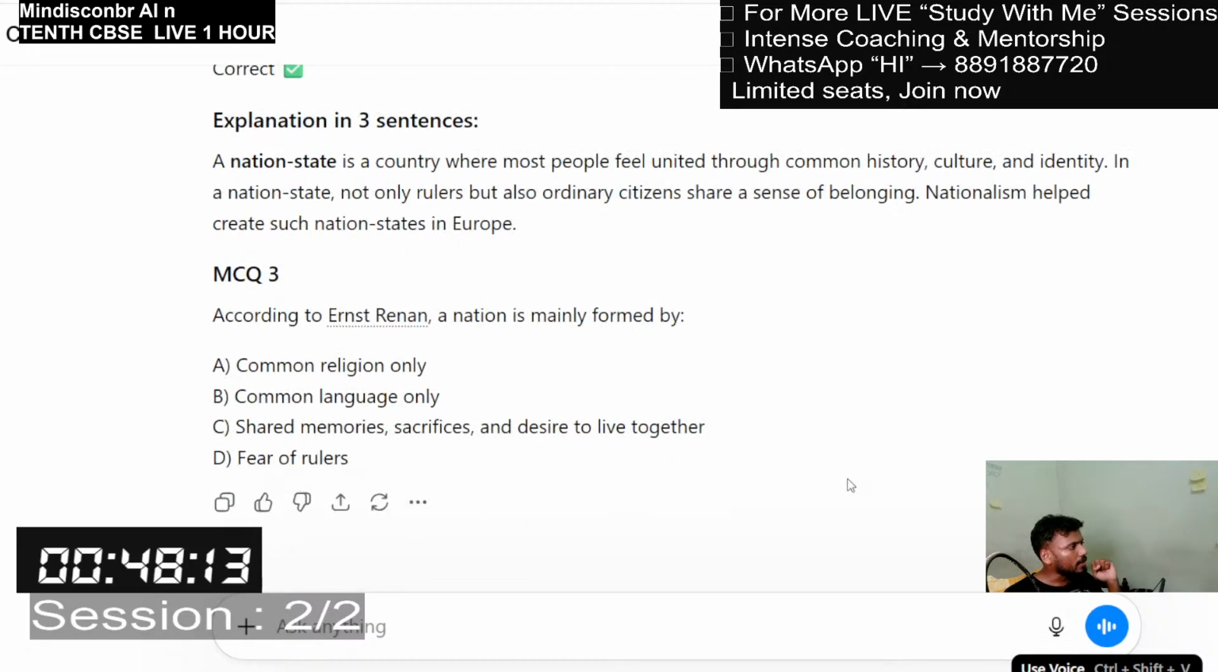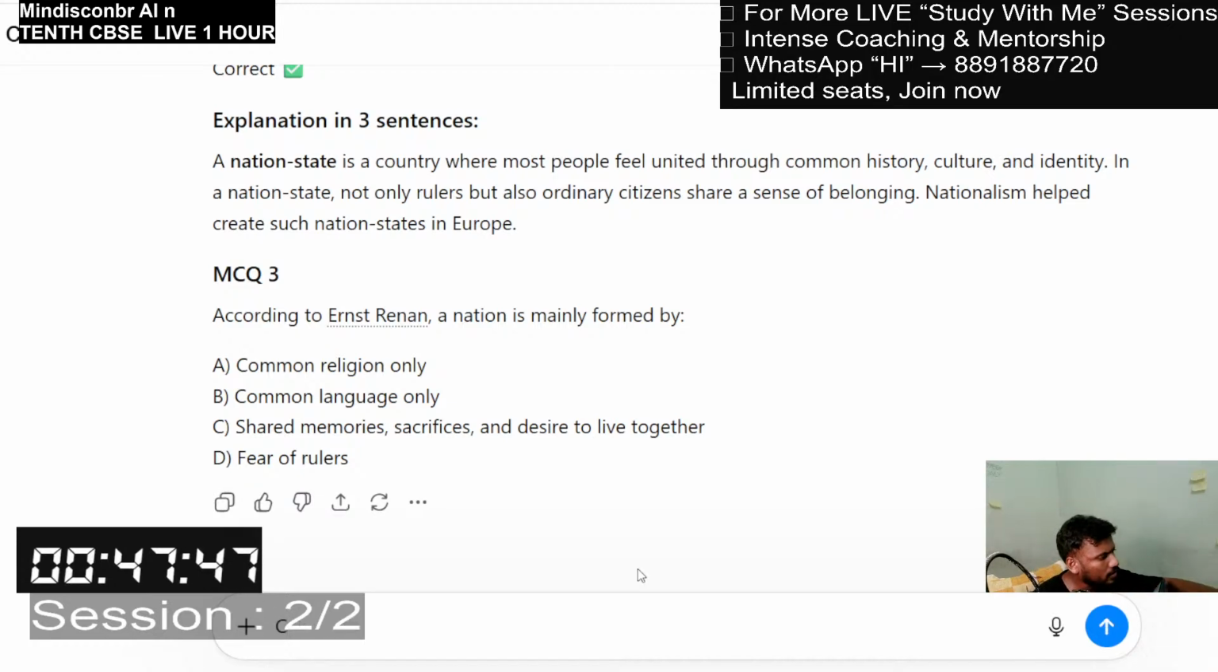MCQ 3. According to Ernest Renan, a nation is mainly formed by: common religion only, common language only, shared memories, sacrifices, and a desire to live together, fear of rulers. Which one? Shared memories, sacrifices, and desire to live together. Yes, I also.